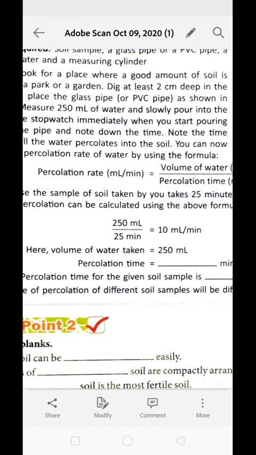Okay, understood? So this is how we calculate percolation rate. Absorption of water and percolation rate are totally two different things. Absorption of water means the capacity of soil to hold the water in it, whereas percolation means the speed of the soil by which it is absorbing the water. These are two different things.